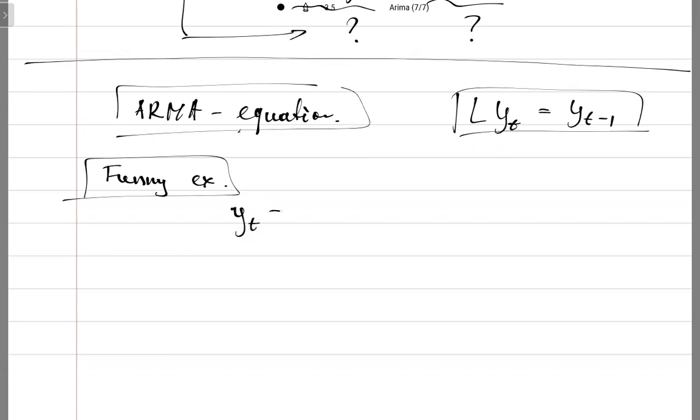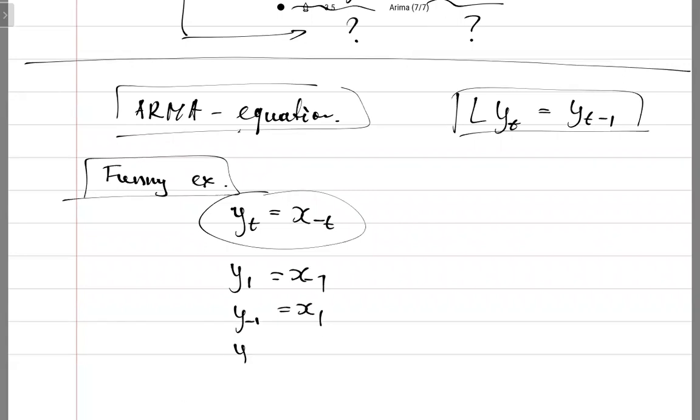If Y_t is X_{-t}, so I define Y_t and X_t, two processes that are linked in this way. So Y_1 is X_{-1}. Y_{-1} is X_1. Y_0 is X_0. And what is L of Y_0 and what is L of X_0?